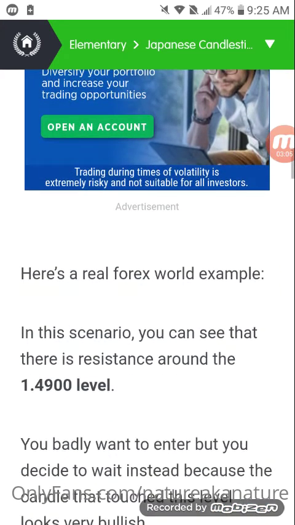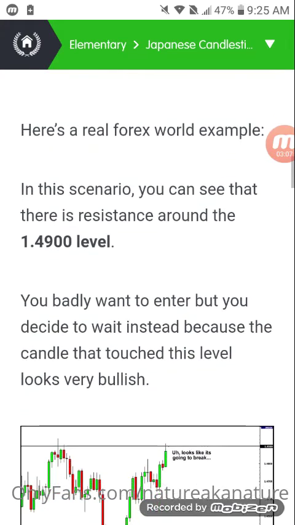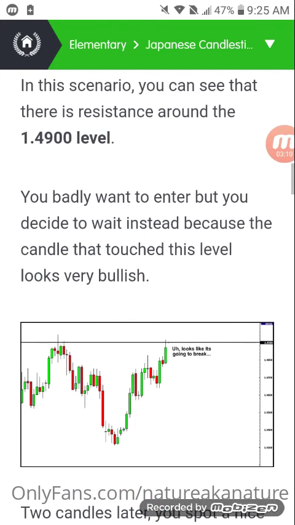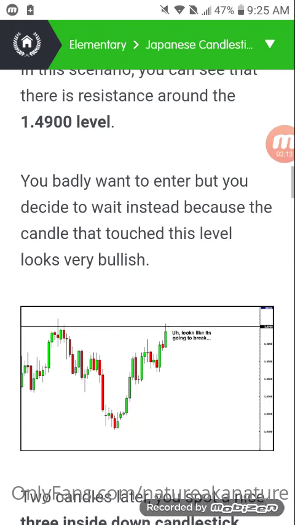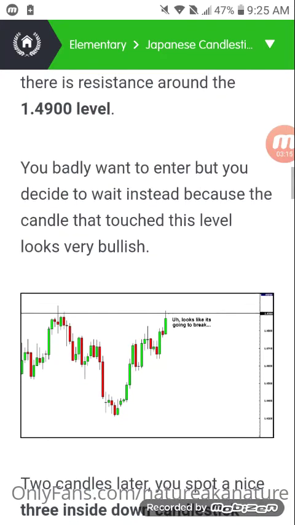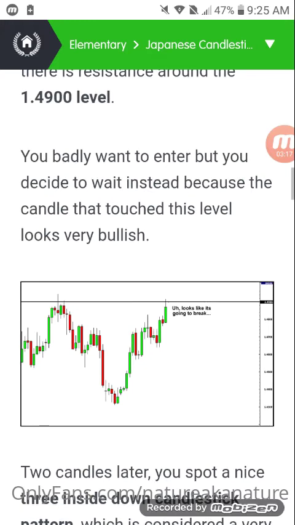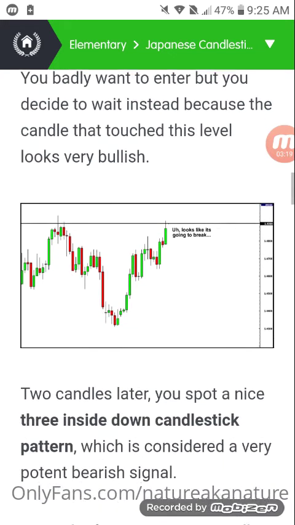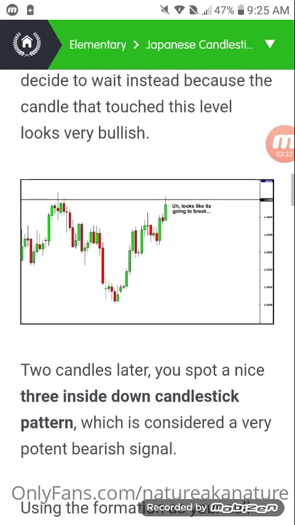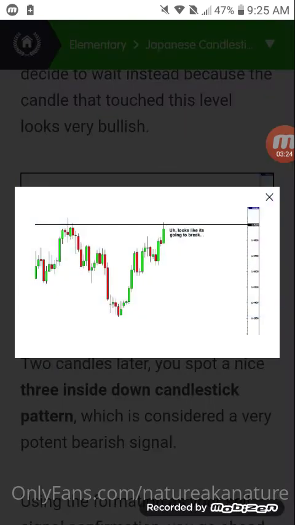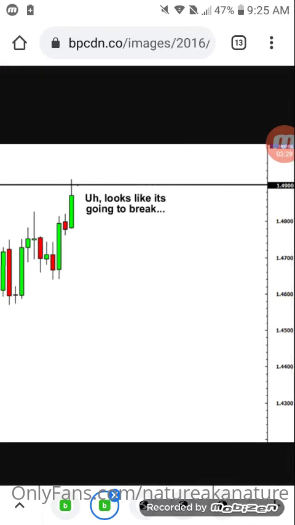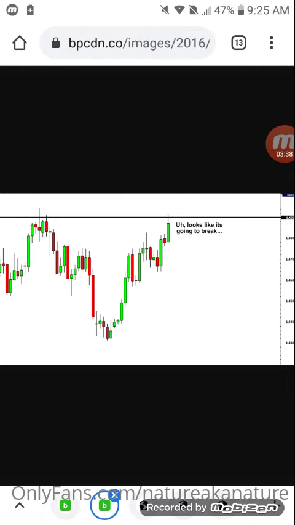So here's a Forex world example. In this scenario, you can see that there is a resistance around the 1.900 level. You badly want to enter, but you decide to wait because the candle that touches this level is very bullish. You're not sure if it's going to break. As you can see in this picture right here, price is at 1.9400, and we want to see if it's going to break any higher. So let's see what price does.